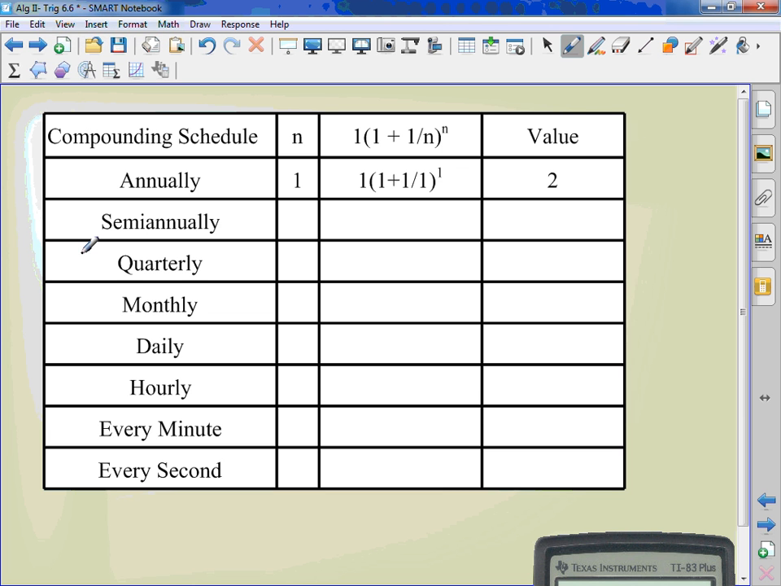So what we have here is the compounding schedule: annually, semi-annually, quarterly, monthly, daily, hourly, every minute, every second. That is continuously. That means every second you're technically making money. And then we're going to fill in a chart.